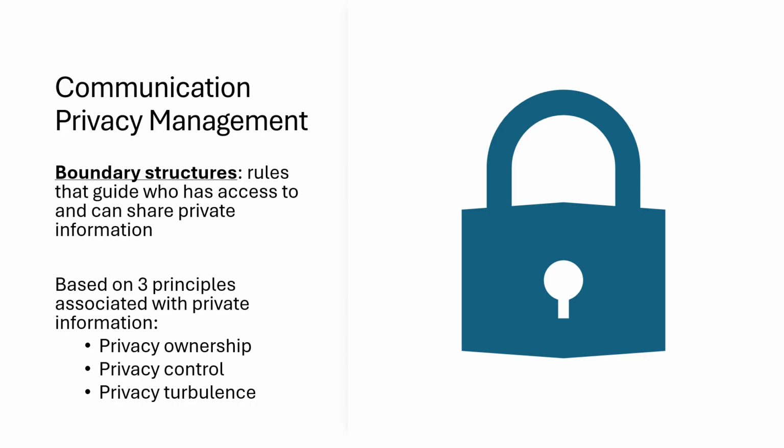So I mentioned boundary structures before, so let's make sure we're clear on the definition of what boundary structures are. These are the rules that you, as the information holder, create that guide who has access to your private information and who can share that private information, and maybe even in what ways they can share that private information. So, boundary structures are based on three principles associated with private information. We have ownership, control, and turbulence, which we will explicate over the next few slides.